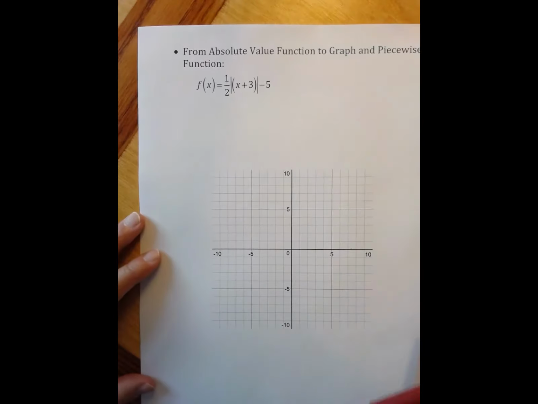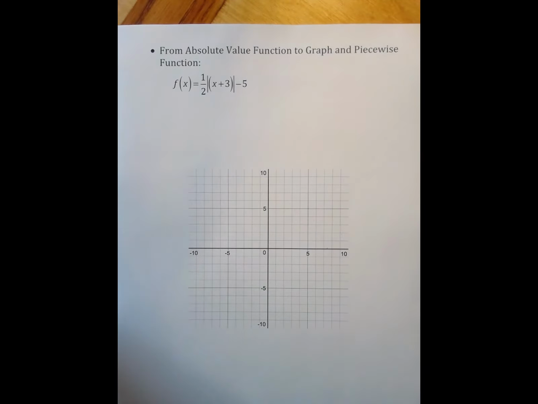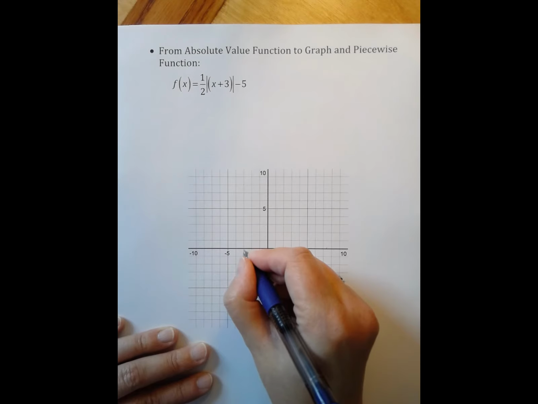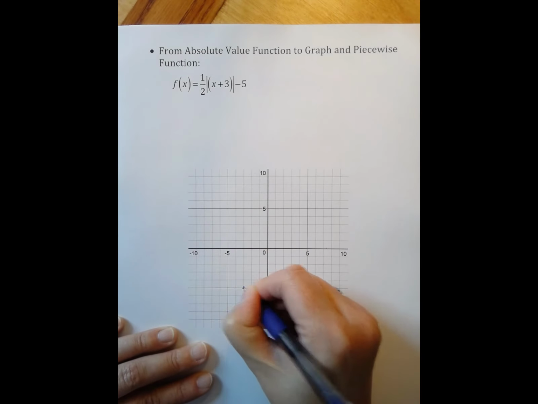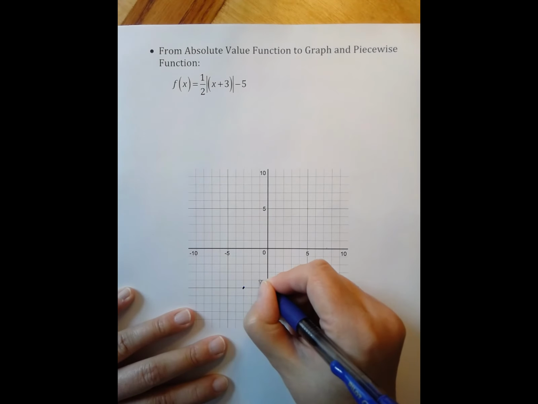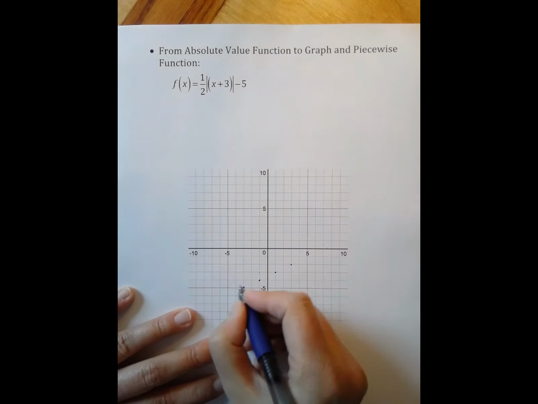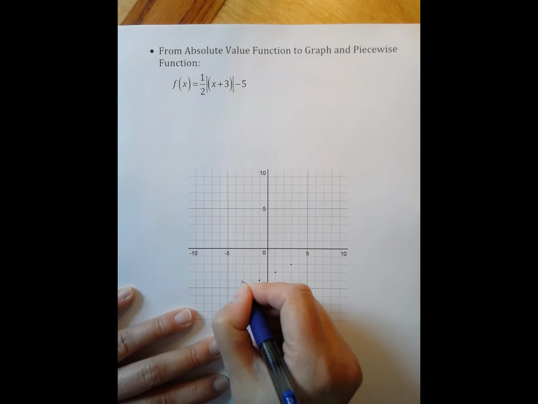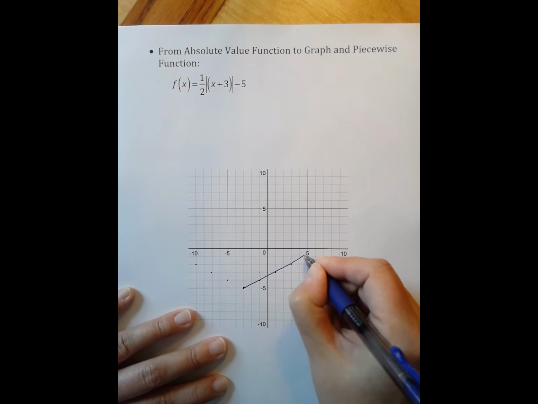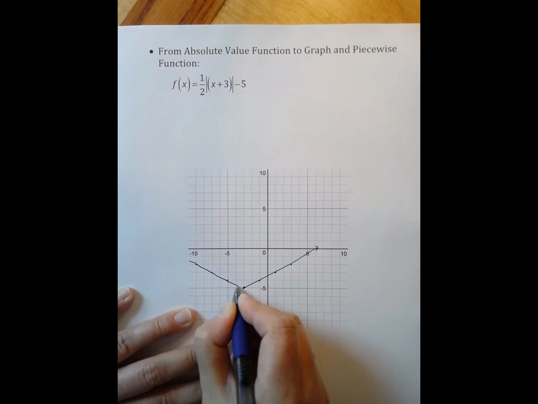The second example, we're given an absolute value function in this case. We're asked to graph it and write it as a piecewise. So I'm going to graph it first. I find that's where my brain gravitates towards. I look at this and I see my vertex is at negative 3, negative 5. I can see that my slope is positive, so going to the right-hand side, I'm going up 1 over 2, up 1 over 2, up 1 over 2, etc. To my left-hand side, I'd be going up 1, left 2, up 1, left 2, up 1, left 2. Connect those.